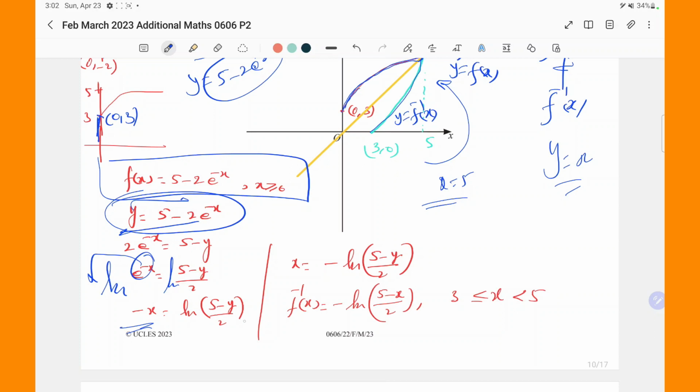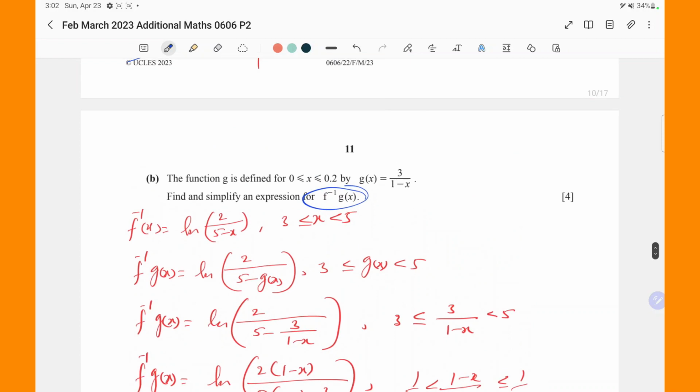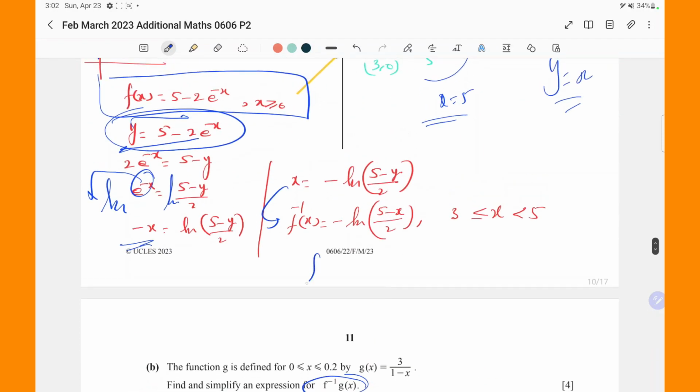So minus x and ln 5 minus y over 2. Now x is minus ln 5 minus y over 2. And f inverse x is, now x is f inverse x and minus ln 5 minus x over 2. So I got this, or you can write f inverse x using this log property. If you have minus log a over b, you can write log of b over a.